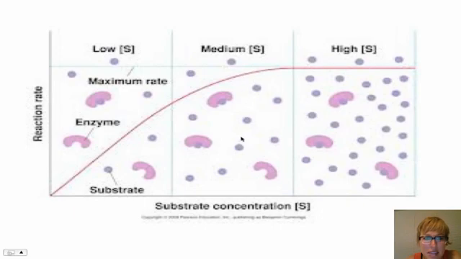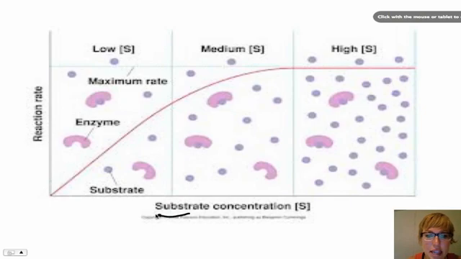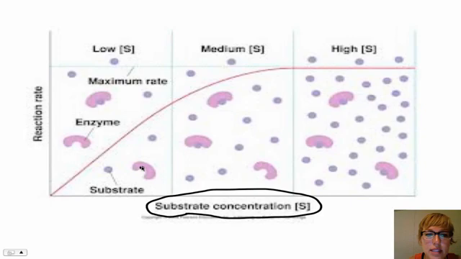Now, I apologize for the poor quality of this image, but it's actually quite a good image, so I wanted to include it anyway. Another thing that affects the effectiveness of an enzyme is the substrate concentration. Now, you remember that the substrate is what the enzyme is breaking apart or putting together.